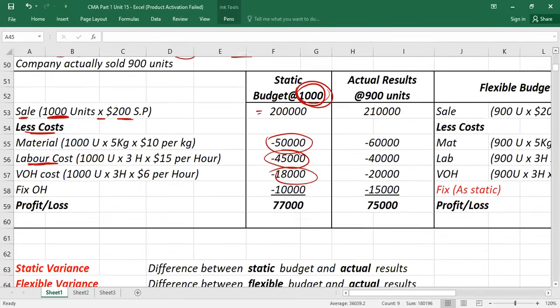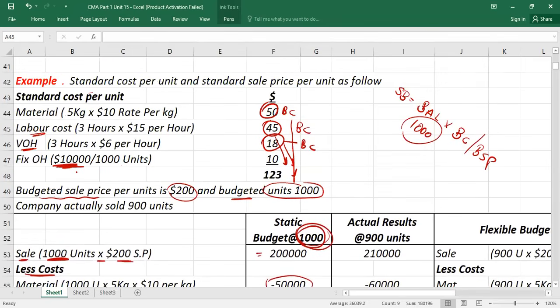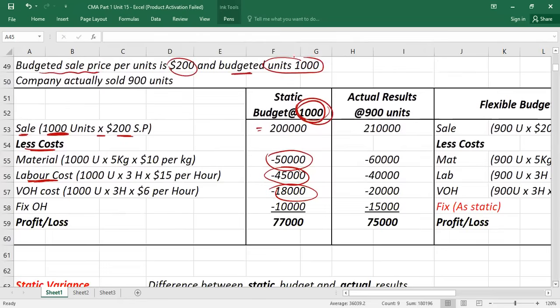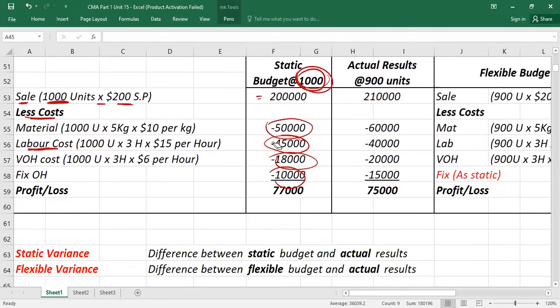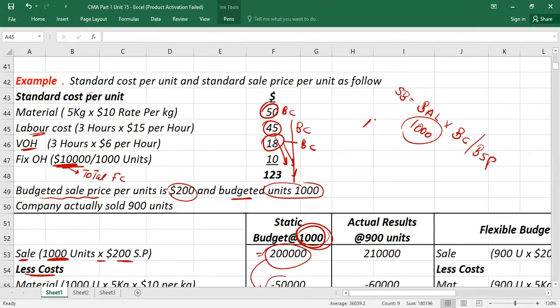Then I want to calculate fixed cost. Fixed cost is given here as total fixed cost of 10,000, so I deduct 10,000. Now this is my total budgeted cost and this is my budgeted sales. If I deduct budgeted cost from budgeted sales, it gives you the profit or loss value. Here we have a profit of 77,000. Now let's assume we are going to produce the flexible budget, which is called a flexed budget in British studies. How will you produce it? Please remember, for a flexible budget, we will always apply this formula.